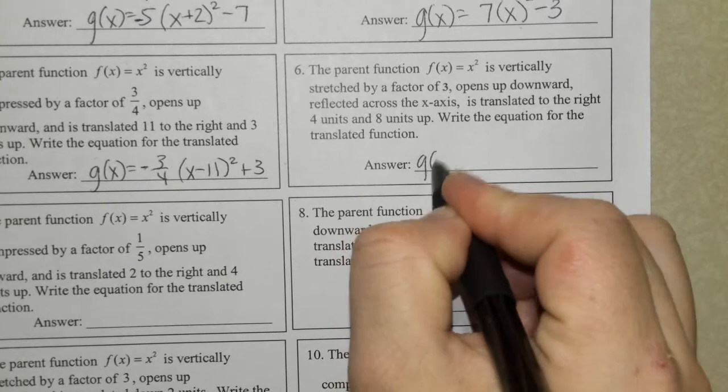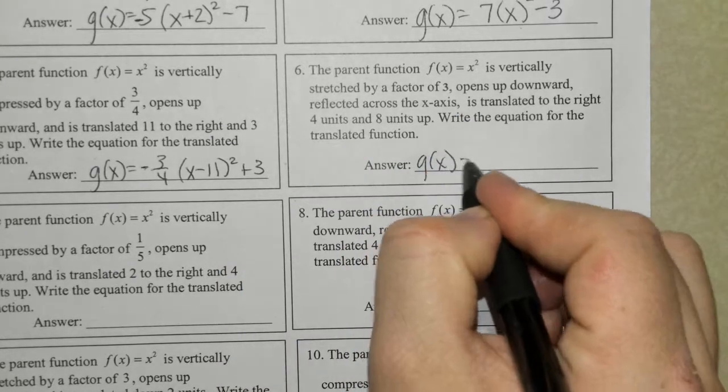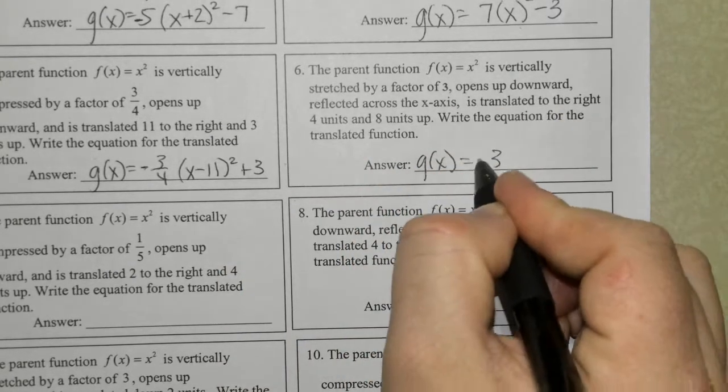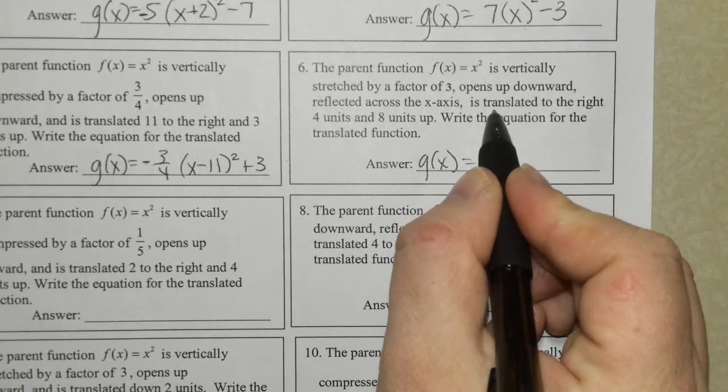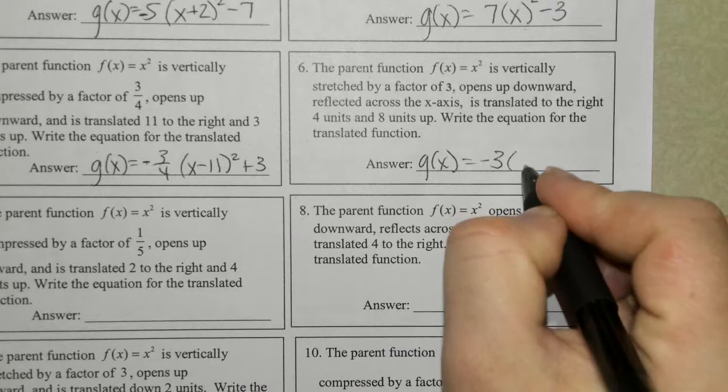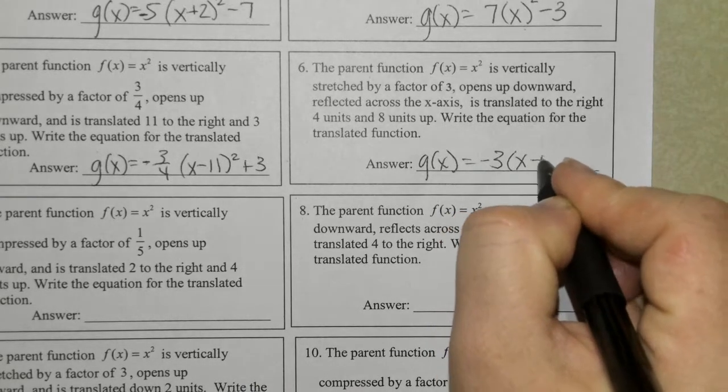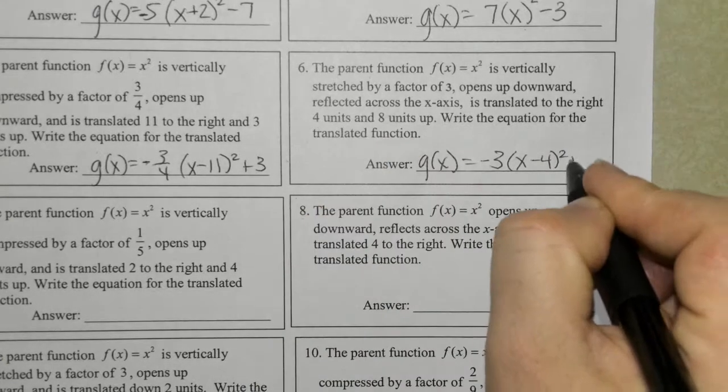Okay. Parent function is vertically stretched by a factor of 3. It opens downward, so there's a negative sign in front. Is translated to the right 4 units, so opposite on the inside, and 8 up.